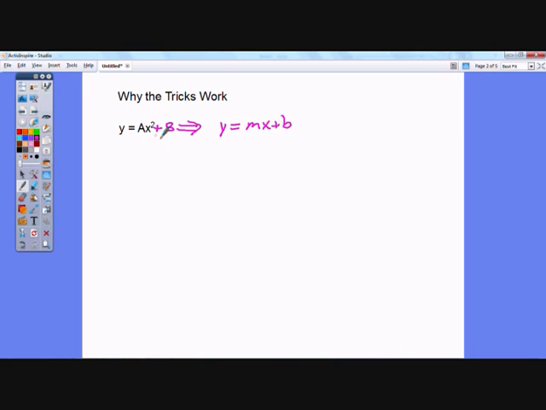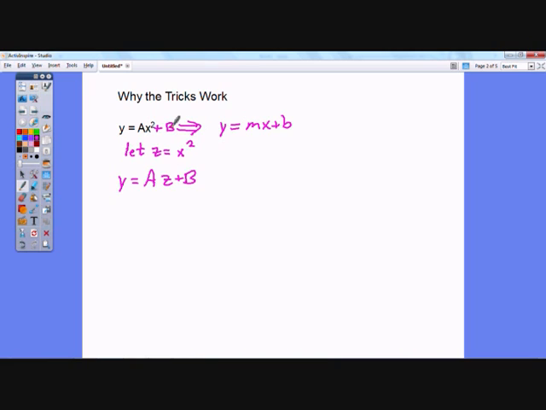So here's the trick we're going to do. We're going to create a new variable. You can do that. You just have to define it. So we're going to let our new variable z be equal to x squared. So we have this new thing, z, it's equal to x squared. We're now going to rewrite this equation making a substitution. So we have y is equal to a z plus b.